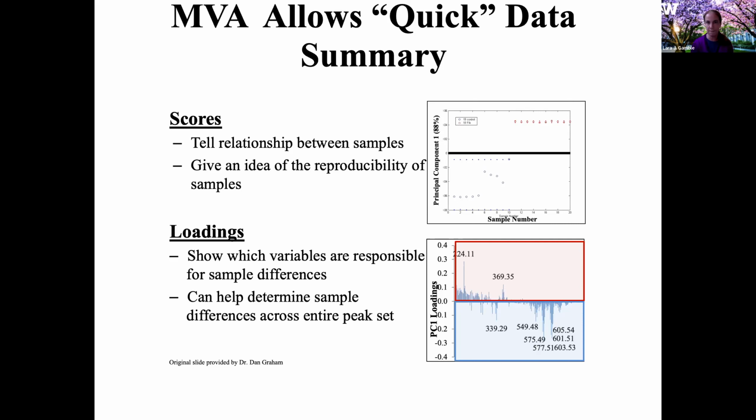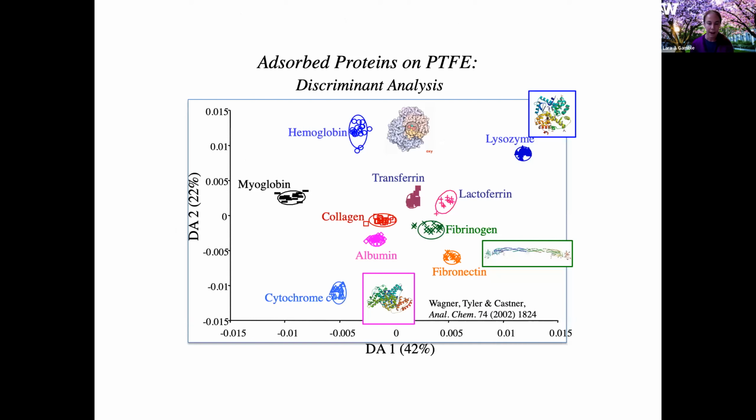We try not to use MVA as the final answer. However, using a type of multivariate analysis, in this case discriminant analysis, Matt Wagner, who's an old NESAC/BIO student, was able to actually distinguish a variety of different types of proteins. So you can use these types of techniques to really understand what is on your sample and differentiate between different types of biological samples.